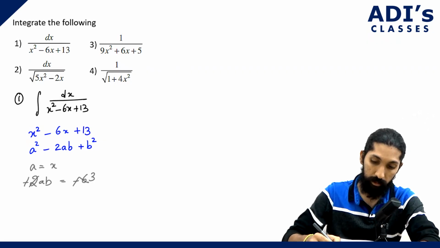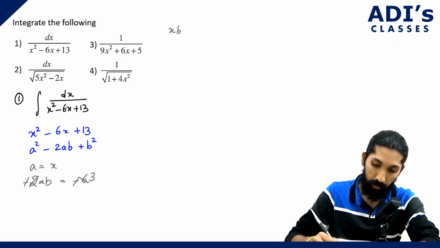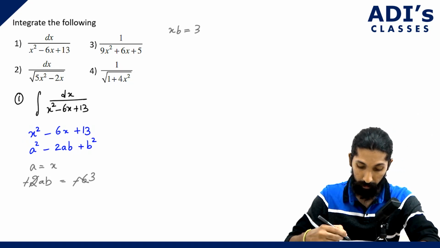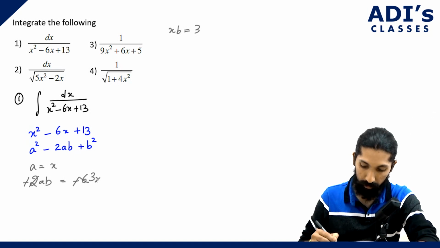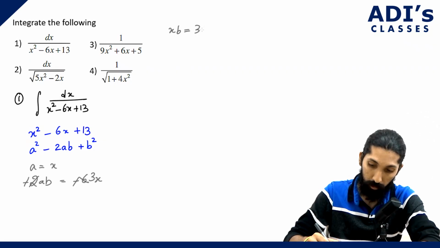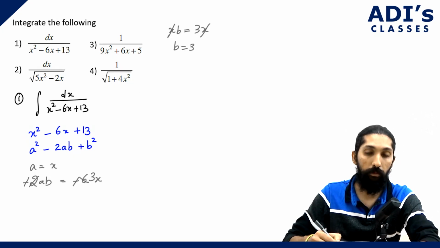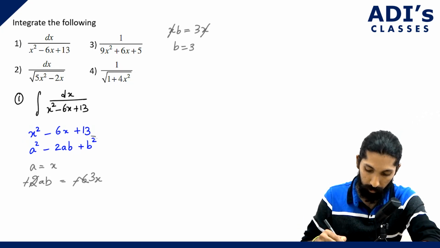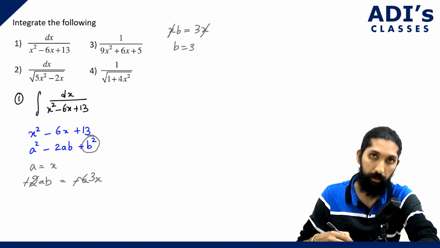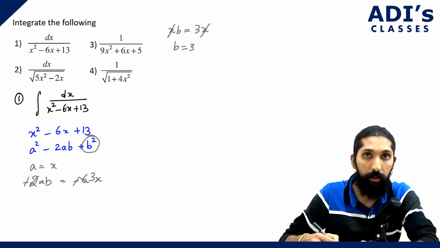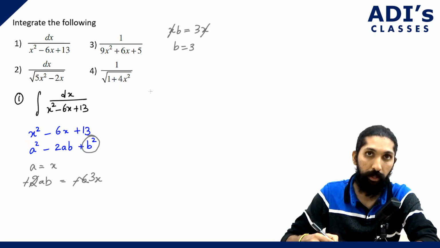But what is a? a value is nothing but x. So look at the LHS. You have x into b is equal to 3, isn't it? Or if you look at this one, you can call this 6x, because minus 6x is this one. So 3x is this, b value becomes 3. So b is 3. We got a, we got b. So we have the last term to be b square, correct? That means 9 should have been there. But we don't have a 9. So what do you do? You add and subtract.